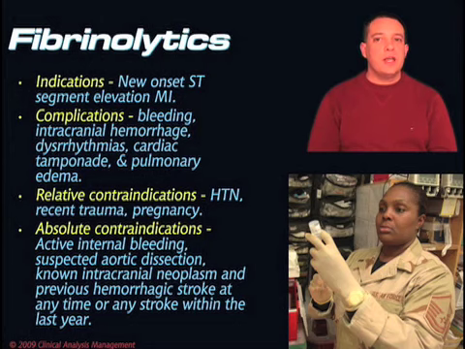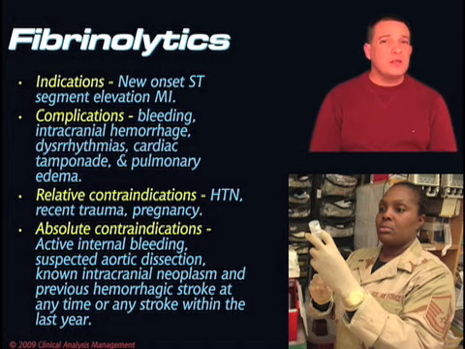And we break our contraindications down into relative and absolute. So first, talking about our relative contraindications. One of our relative contraindications is hypertension. Any patient who's got hypertension, we need to think about whether or not we want to give them fibrinolytics. Now, that doesn't mean that if you've got hypertension, you don't get fibrinolytics. That doesn't mean that at all. It just means that we need to think about it.